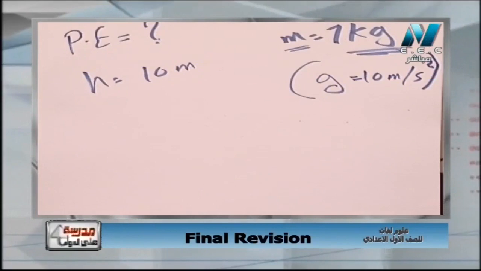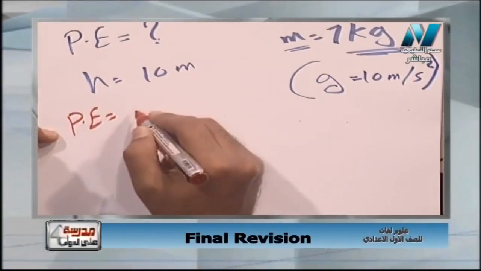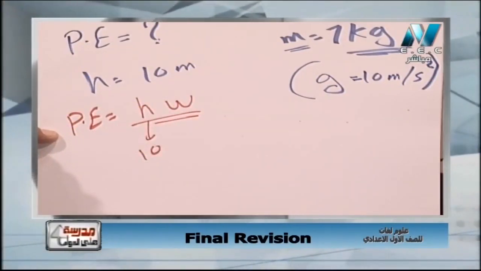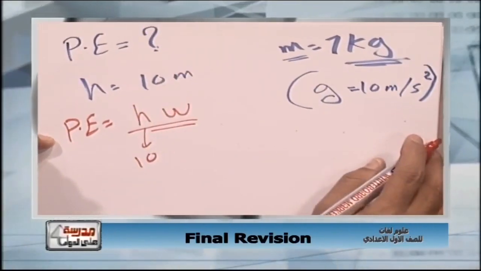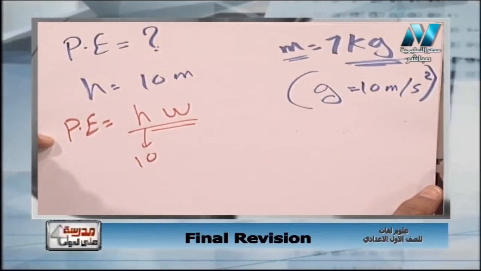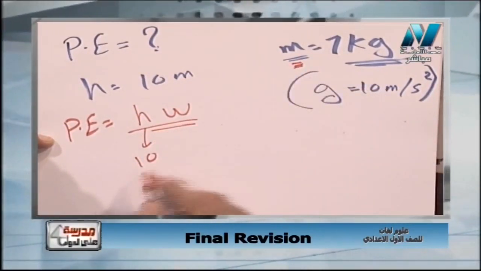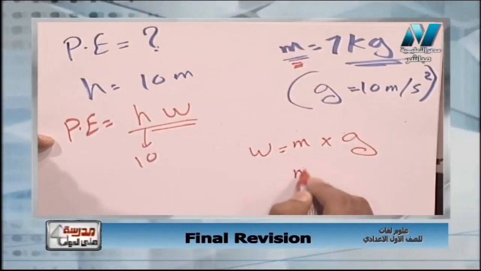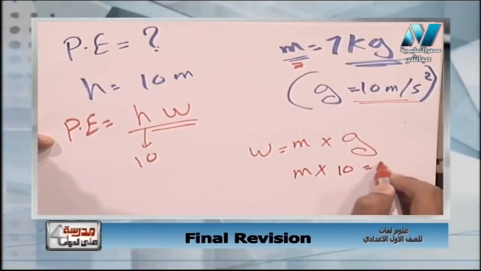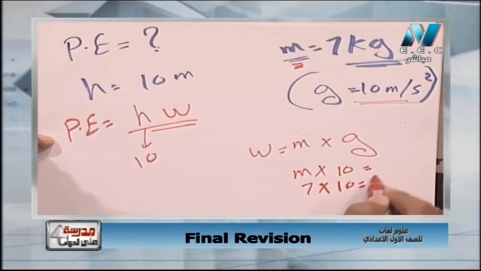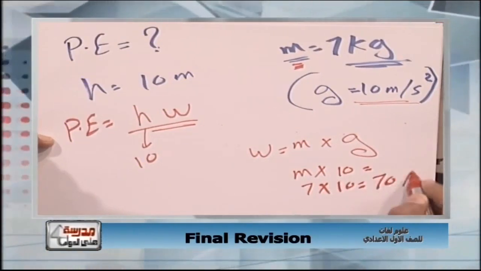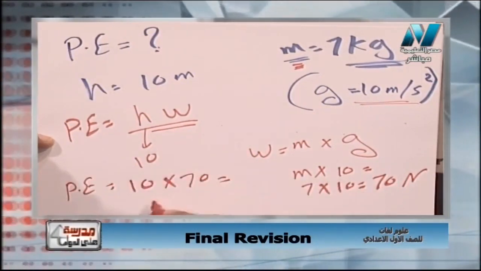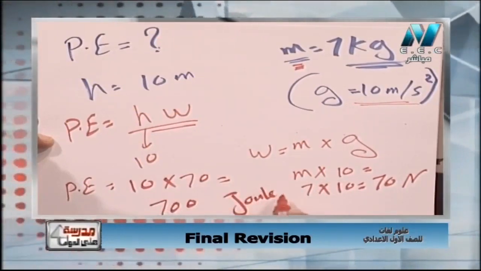I know, my dear student, that potential energy equals height times weight. Height equals 10, in meter, it's okay. Weight, he didn't give me weight, but he gave me mass. Can I get weight from mass? Yes. Weight equals mass times gravity acceleration, so it will be 7 times 10, which is 70 Newton. So potential energy equals height 10 times weight 70, so it will be 700 joule.